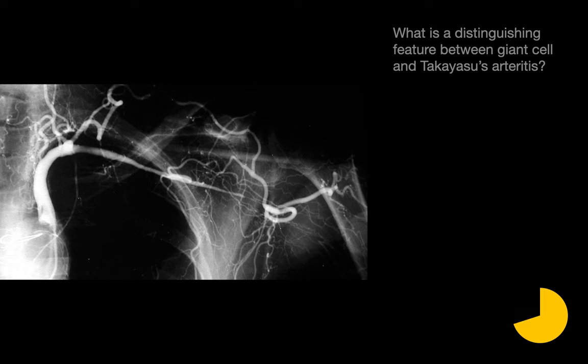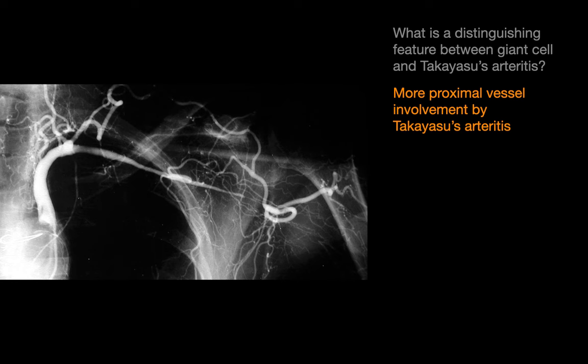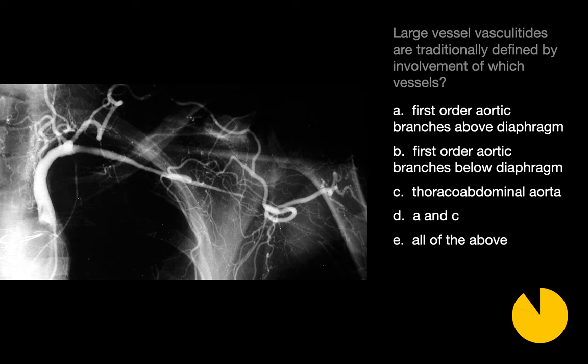What is a distinguishing feature between giant cell and Takayasu's arteritis? A distinguishing feature between the two is more proximal vessel involvement by Takayasu's. Large vessel vasculitides are traditionally defined by involvement of which vessels? The answer here is the thoracoabdominal aorta and first order aortic branches above the diaphragm.